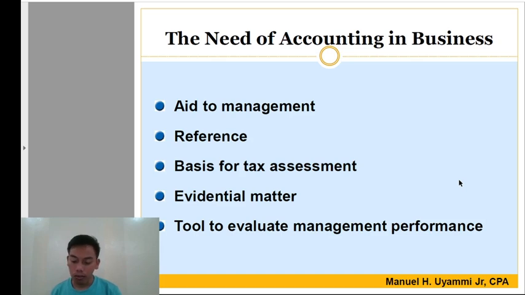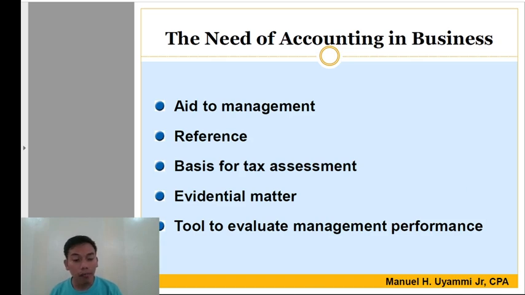Because, una, they are being used as an aid to management. When we say aid, katulong or help, tinutulungan niya ang management. Paano? The accounting reports that we prepare in accounting are being used by the management in making economic decisions. Yung tamang decision para sa business, magagawa lang yan through the preparation of correct accounting reports.